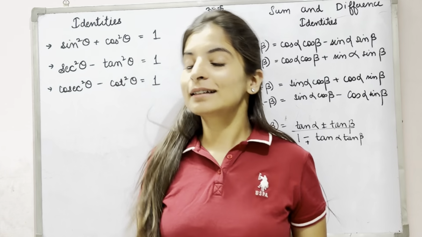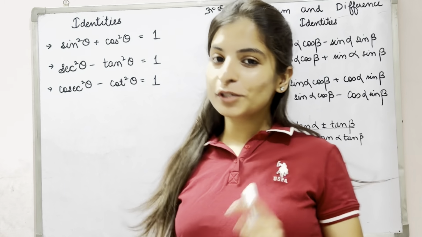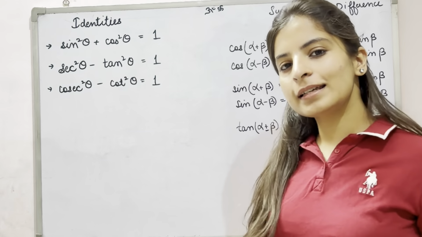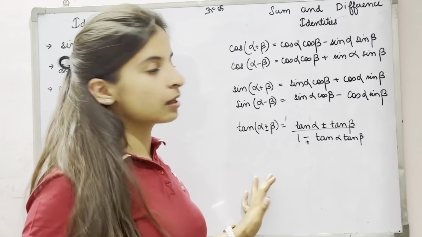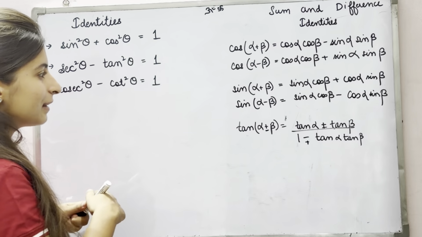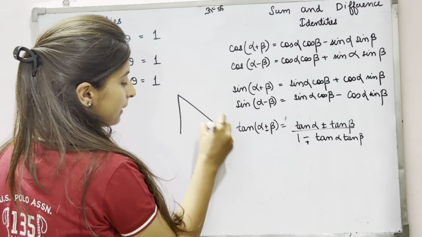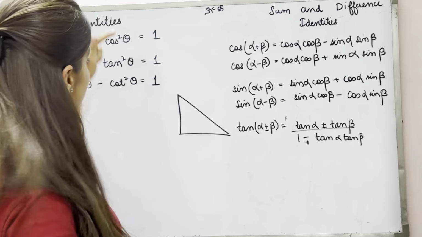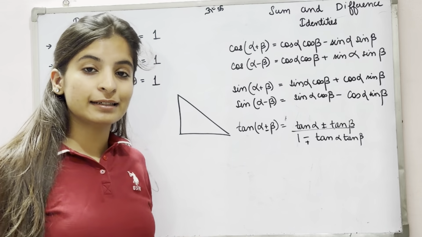Hello everyone, let's now understand the concept of trigonometric identities. There are total 3 main identities, and besides this we have some sum and difference identities. We'll go step by step. Let's take an example of a right angle triangle. What I am discussing now is the main concept from where these 3 identities come.